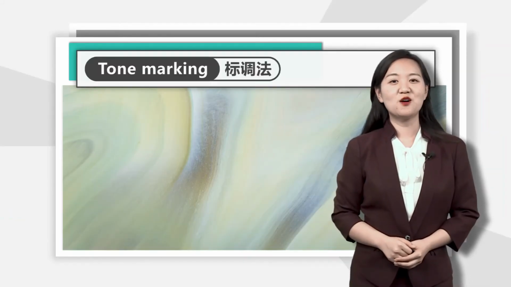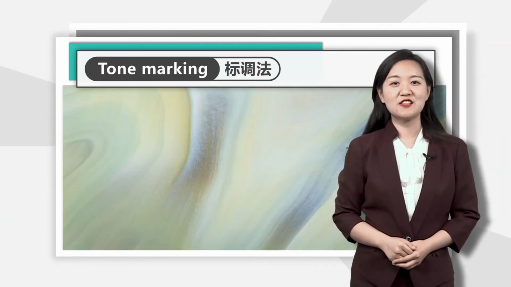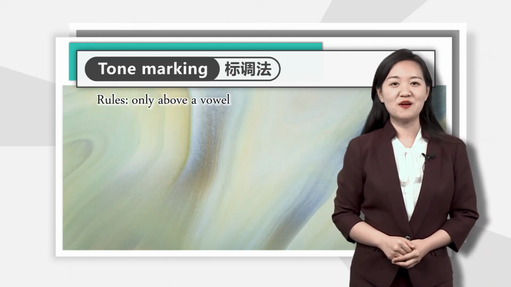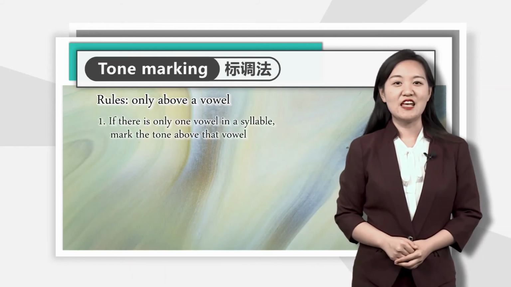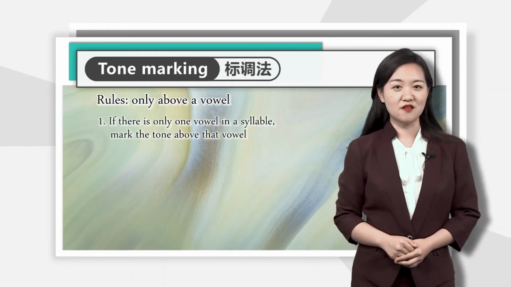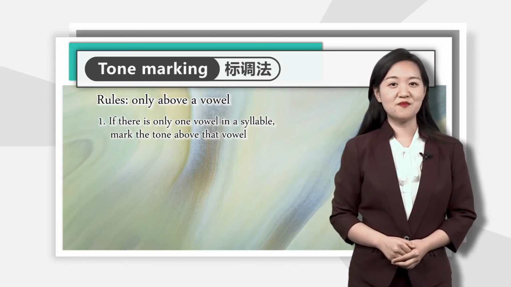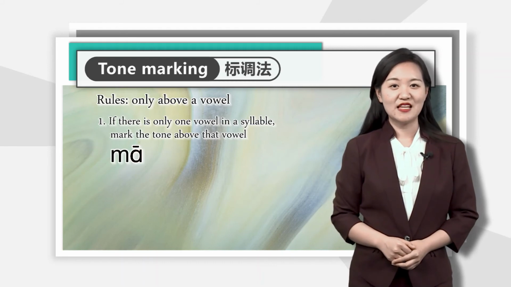As we have learned all the tones, let's focus on the tone marks. A tone mark should always be put above a vowel and is never above any initial. If there's only one vowel in a syllable, just put the tone mark above that vowel. For example, ma. The only vowel is a, so the tone mark should be above a, ma.